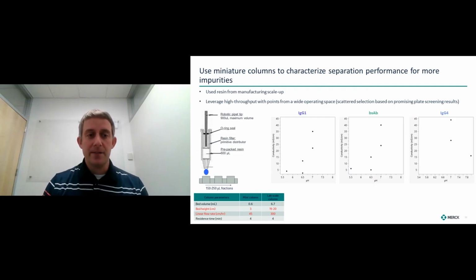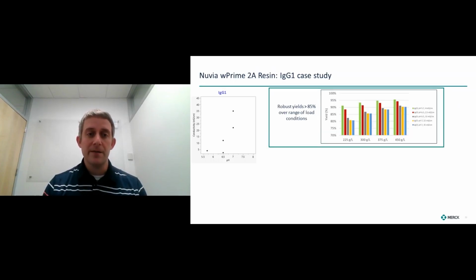The miniature column setup itself, again, is on an automated liquid handler. We were using a 600 microliter RoboColumn, so 3 centimeter bed height. Compared to a lab scale column, we are scaling down by residence time. There is some difference in linear velocity, obviously, but within a regime where transport is behaving similarly, and we're able to collect fractions for extensive analysis.